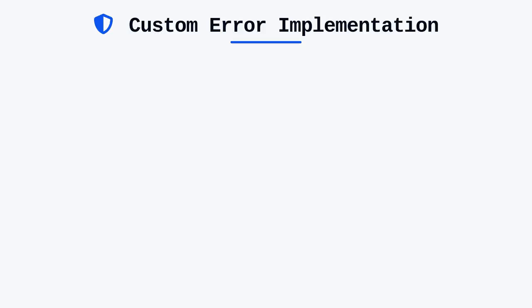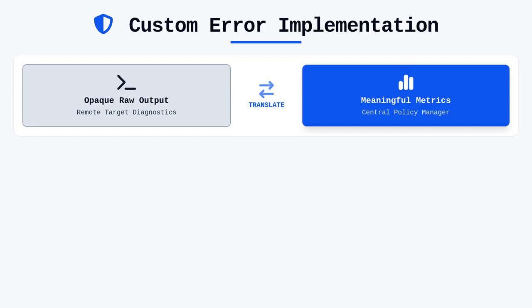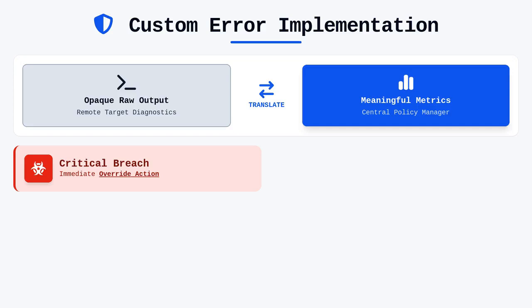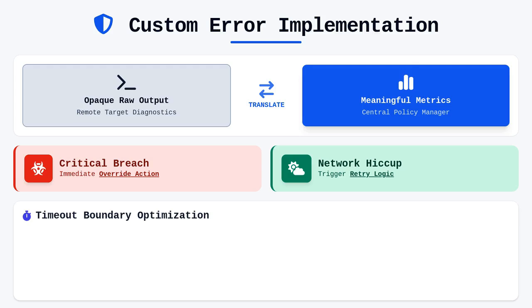Implementing custom error codes is how we translate the raw, often opaque diagnostic output of a remote target into meaningful metrics for the central policy manager. By defining override actions, you can instruct the engine to differentiate between a critical security breach and a transient network hiccup, which is vital for effective retry logic. The timeout boundaries must be calculated based on the latency of the network path and the typical processing time of the target application to prevent premature termination of management actions.